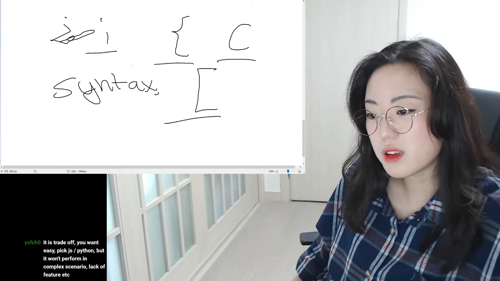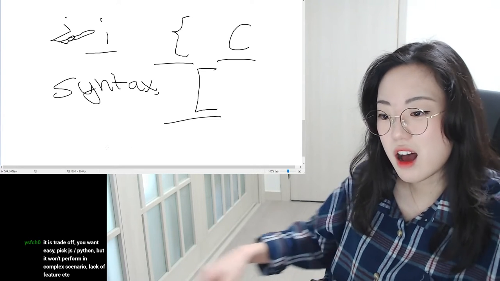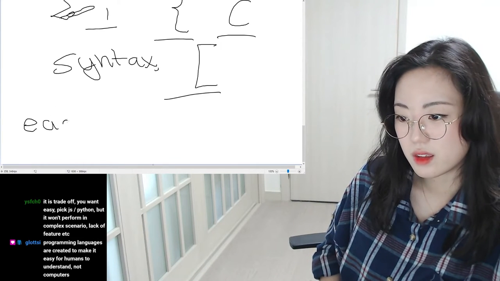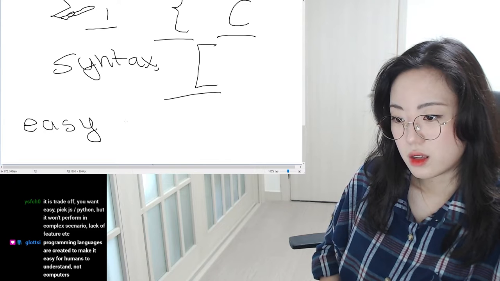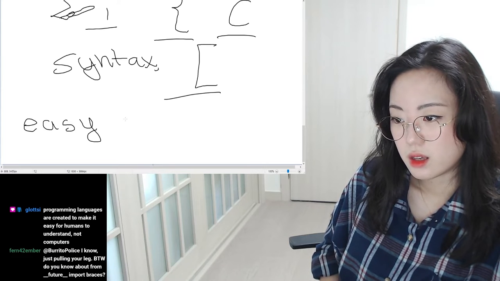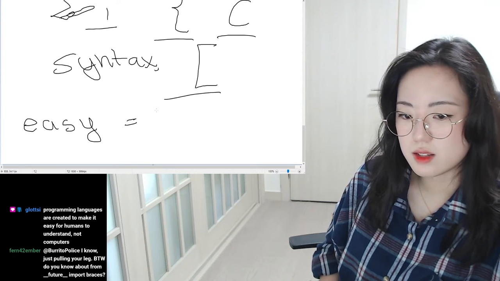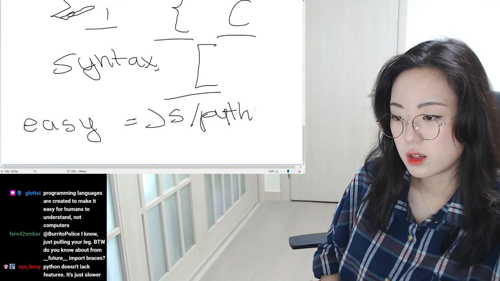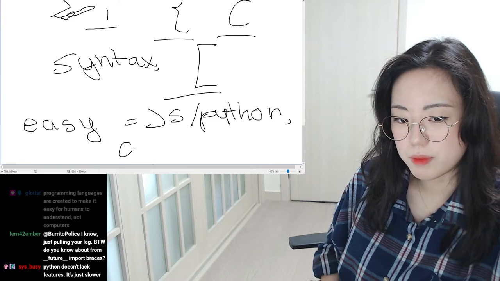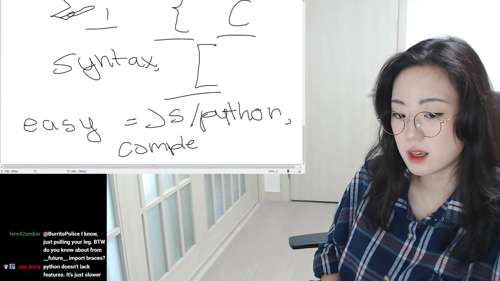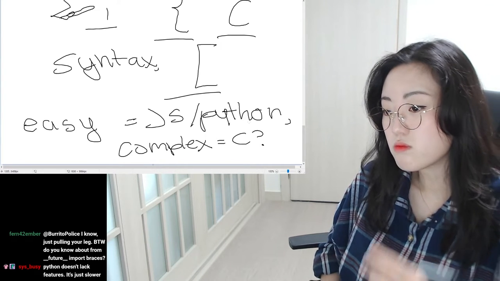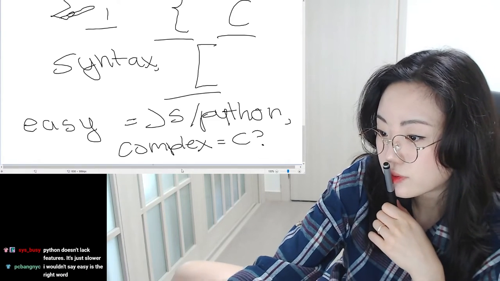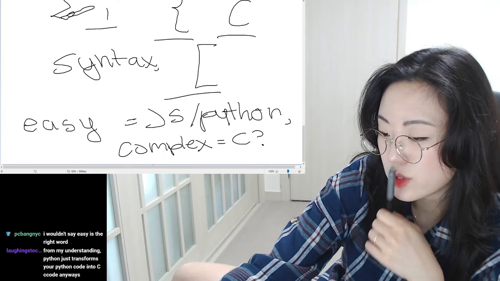Trade off. Really? So easy. Easy is JS/Python, but complex is C. So did it work out? Oh, am I easy?